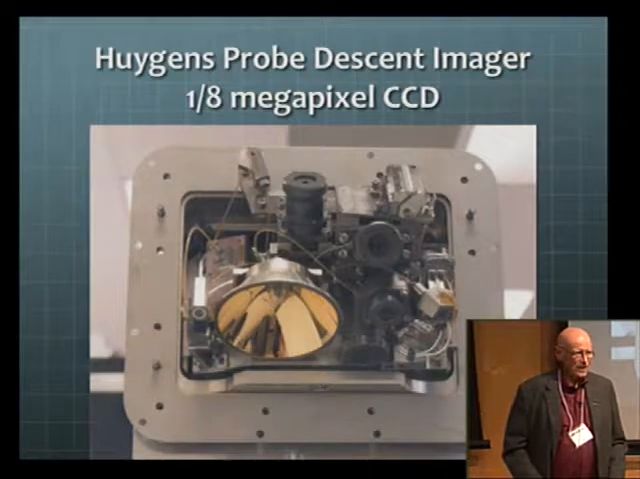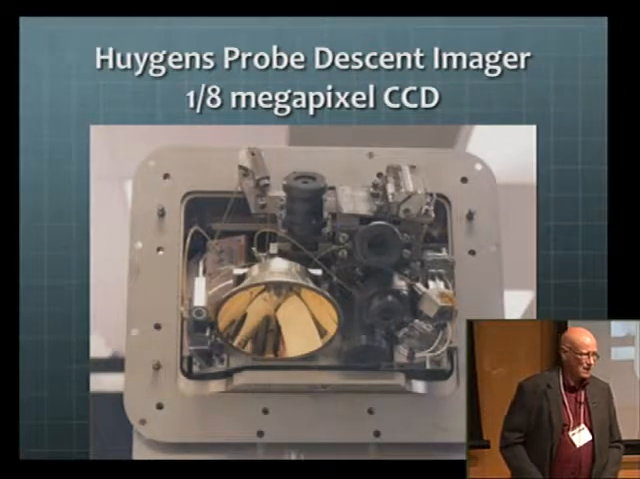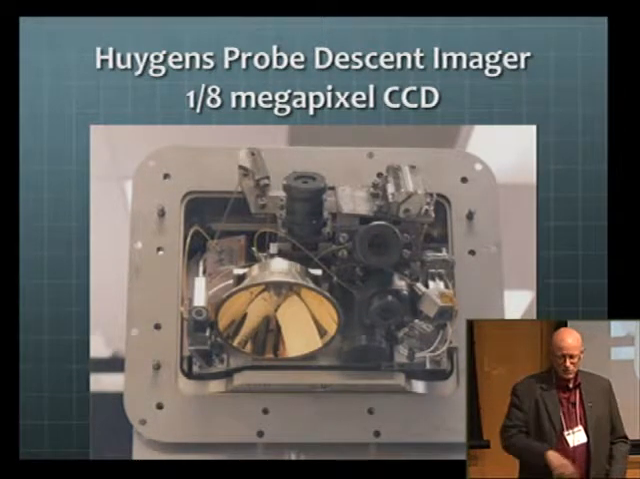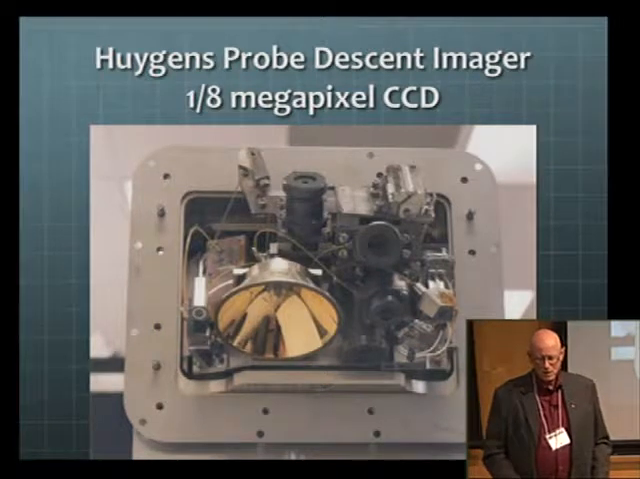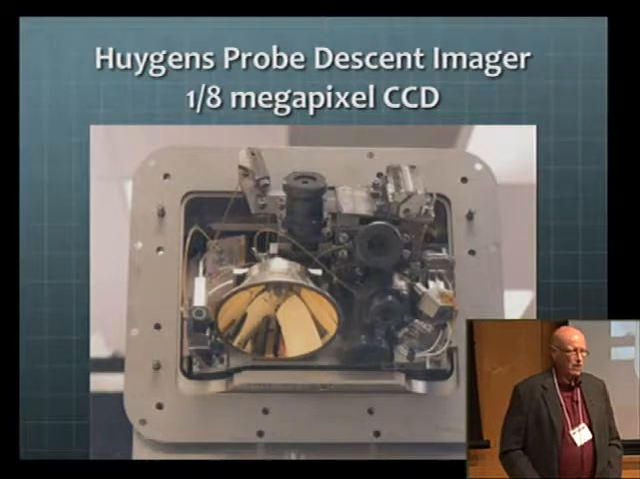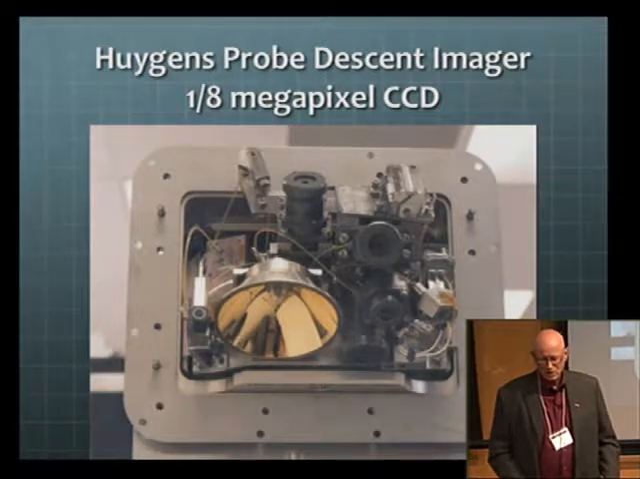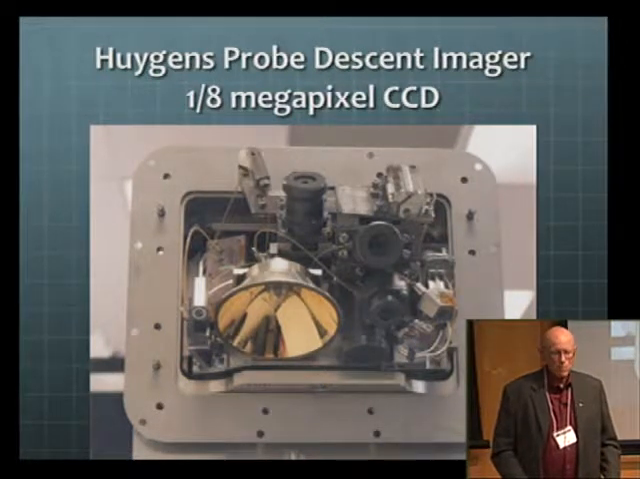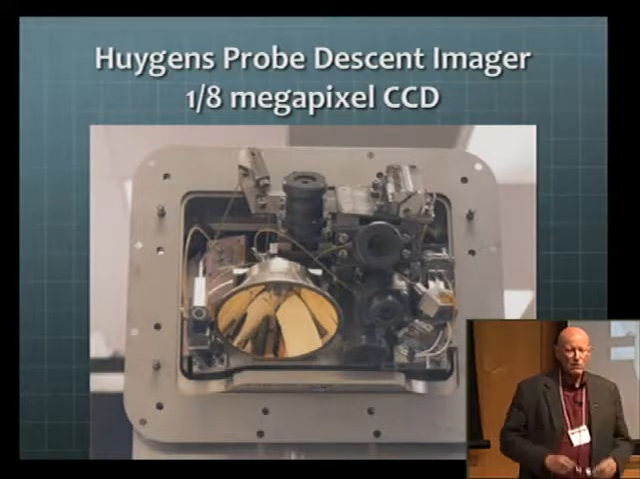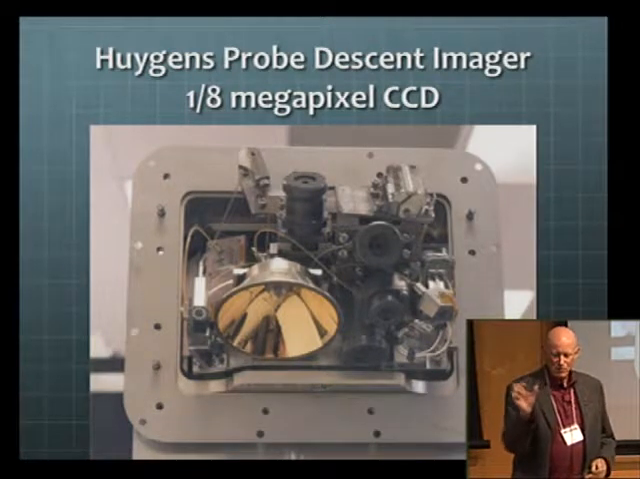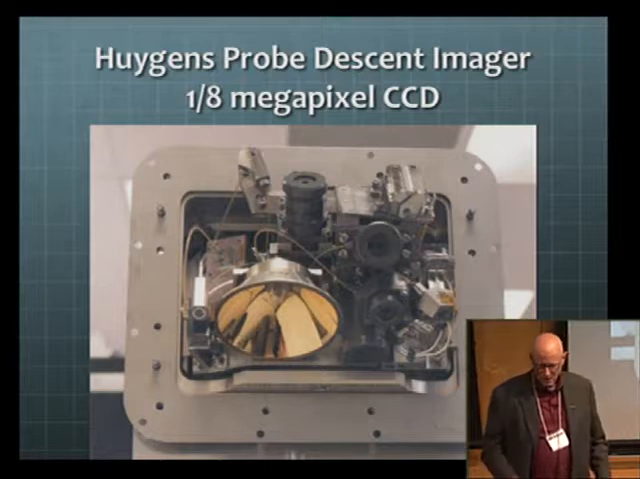Now, in the late 80s, we proposed a camera that would land on the surface of Titan with the Cassini mission. And we were all the way up to a 1/8 megapixel camera at this time. And we built a multiplex system that could use several imagers using the same imager. And this was, I think, very clever.